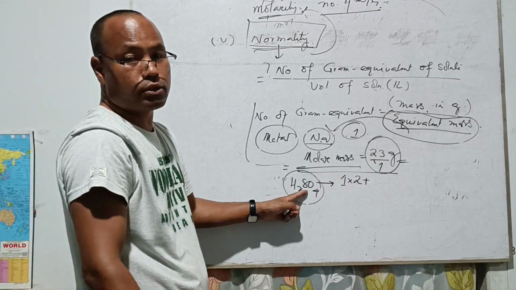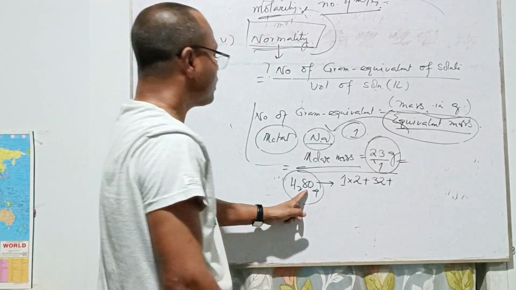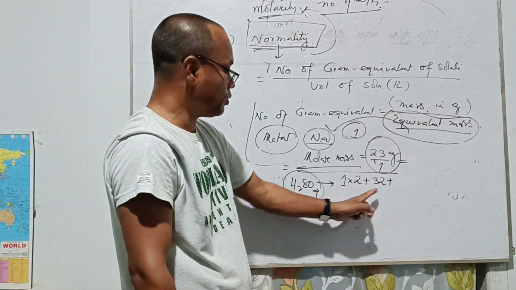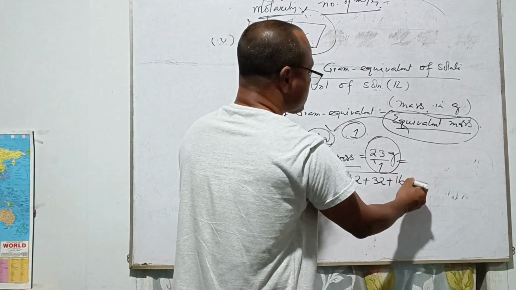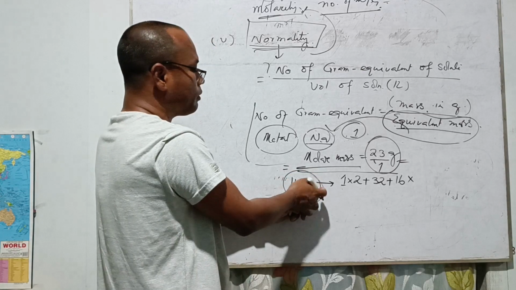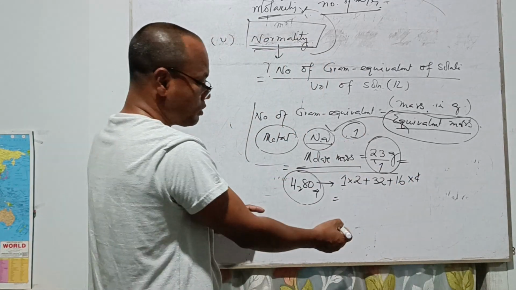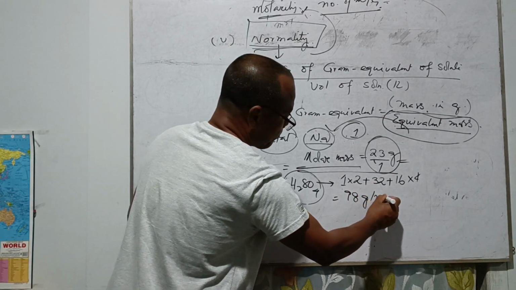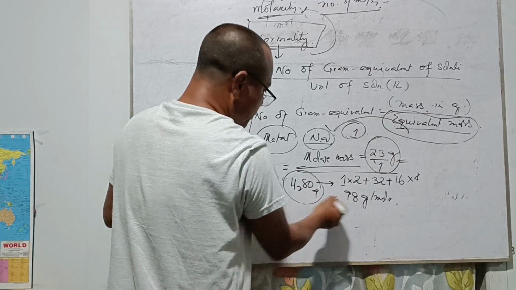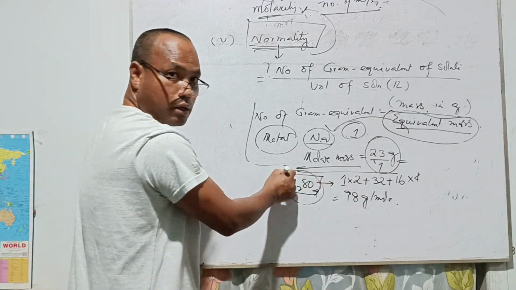what is the atomic mass of sulfur? That is 32, plus. How many sulfur here? 1. I write only 32. Then another one is oxygen. What is the atomic mass of oxygen? 16. Multiply by how many oxygen here? 4. So when we multiply and add, we find 98 grams per mole. So now you know the molecular mass or molar mass of sulfuric acid, right? Okay?